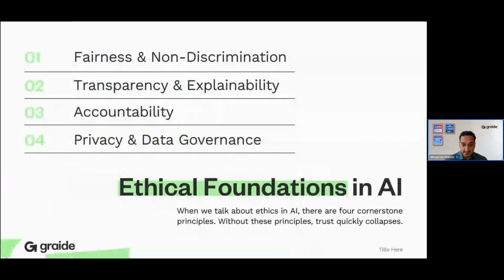Next is how we're going to talk about the ethical foundations of AI. Right. So in my opinion, there are 4 key components that I would like to consider with respect to ethical foundations. The first is fairness and non-discrimination. So if you use an artificial intelligence system, it should never disadvantage learners based on their race, gender, disability, or background. That's just a straight no-go.